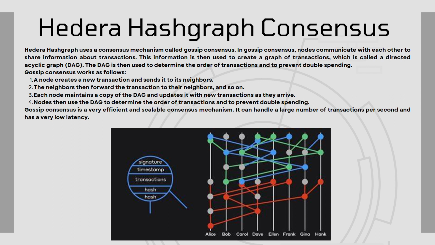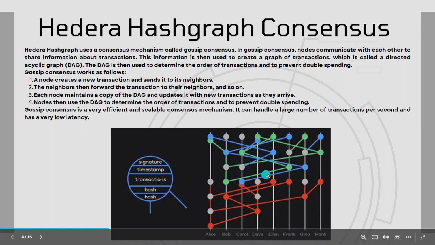Gossip consensus works like this: a node is created when a new transaction takes place and it sends it to the neighbors. The neighbors then forward the transactions to their neighbors and so on. Each node maintains a copy of the DAG and updates it with the new transactions as they arrive. Nodes then use the DAG to determine the order of the transactions and to prevent double spending. Gossip consensus is a very efficient and scalable consensus mechanism. It can handle a large number of transactions per second and has a very low latency.